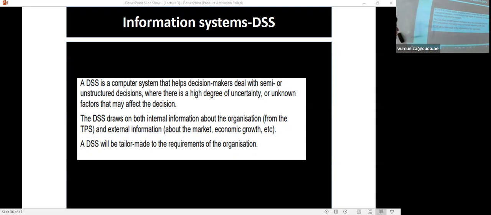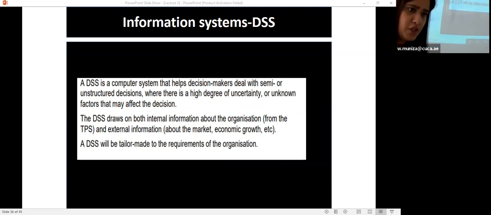So what they say, DSS is a computer system that helps decision makers to deal with semi or unstructured decisions, where there is a high degree of uncertainty or unknown factors that affect the decision. The DSS draws on both internal information about the organization from the TPS and external information about the market, economic growth, etc. So from outside the boundaries of the organization, the information regarding technology, the information regarding salaries of the individuals outside the organization, the information regarding competition outside the organization, the legal requirements, the political factors, all of it is going to be combined in DSS.